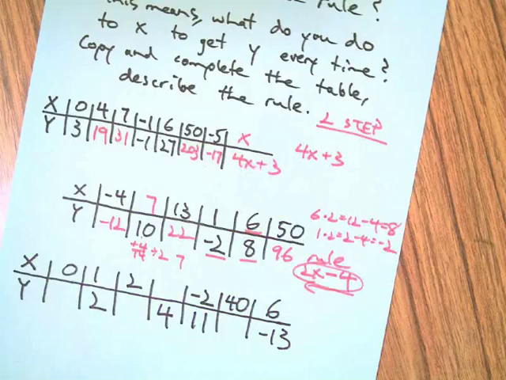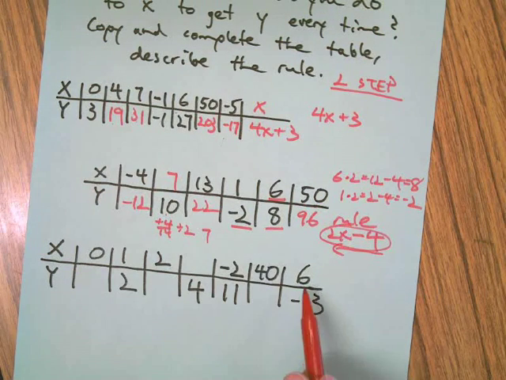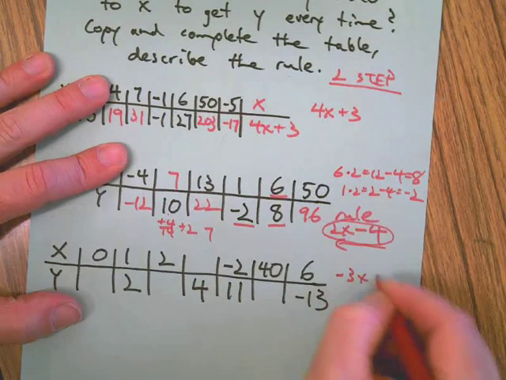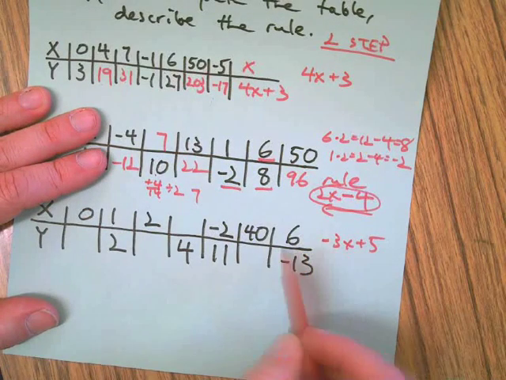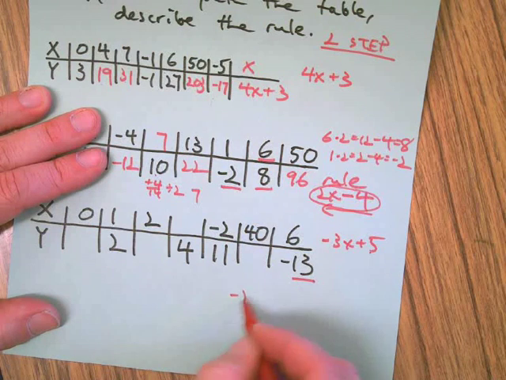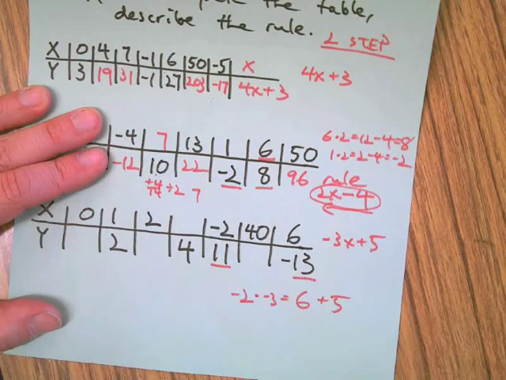Now let's go back to my crash and burn. Let's see if we can get this. Negative 2 minus 1? No. Negative 3 plus 5? Yes! That's it. Whew, I knew it was a negative. Test it out. Negative 3 times 6 is negative 18 plus 5. That works. Negative 2 times negative 3 equals positive 6 plus 5 is 11.